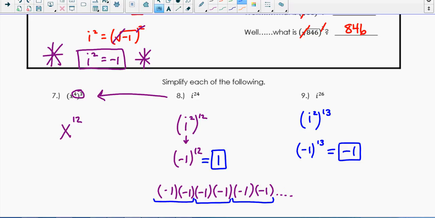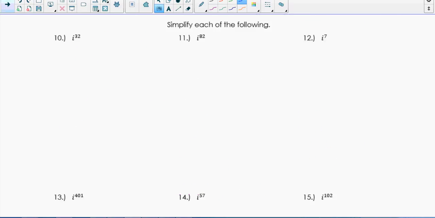Okay? So flip your sheet over, and let's do some more simplified. We're just going to keep doing the same thing over and over again and see what kind of answers we get. So i to the 32nd is the same thing as i squared raised to the 16th, because 2 times 16 is 32. So I rewrite it like this so that I can say -1 to the 16th power. Well, -1 times itself 16 times is going to give me a +1. So i to the 32nd power is 1.